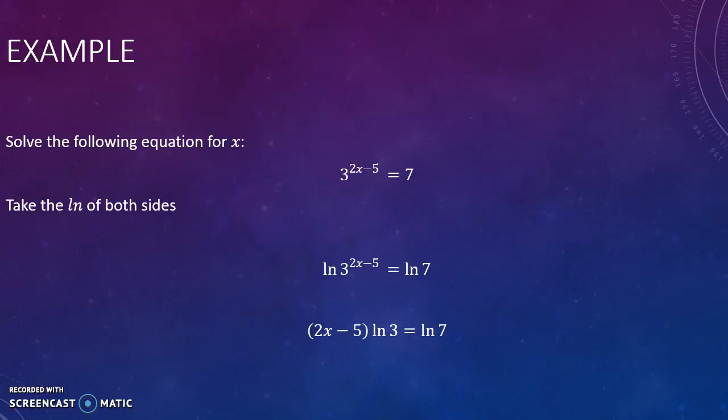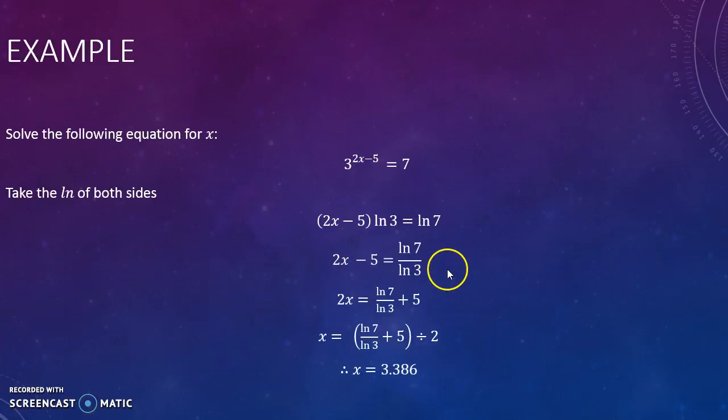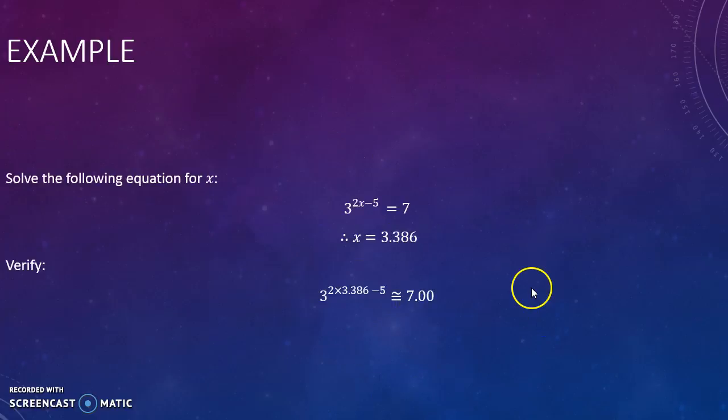So if we take the natural log of both sides, you can see that what you do to one side you've got to do to the other. Then the 2x minus 5 index comes out the front, so we have 2x minus 5 in brackets times log 3 equals log 7. These problems can be done, like I said, with the log to base 10. It doesn't matter, you just need to make sure what you do to one side is the same for the other. We can divide both sides by log 3 now to get an expression for 2x minus 5. Add 5 to both sides, and then divide by 2 to get a value for x. So we can calculate that x in this situation is 3.386, and of course we are going to verify that to make sure we've done our calculations correctly, and yes, it does come out to be about 7, given that we did a bit of rounding up here.